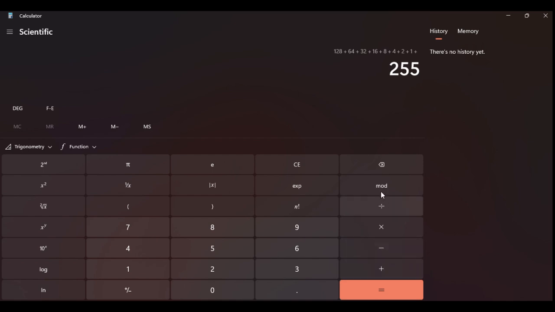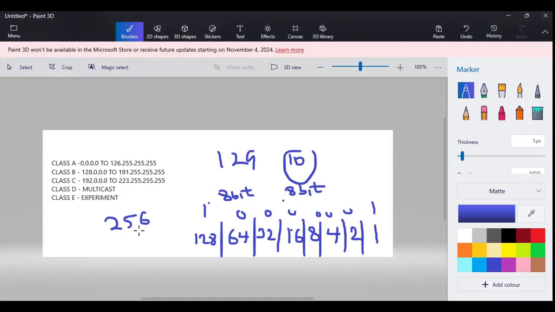I have 255. That is how we got this 255. That means all these bits are on for me to have 255.